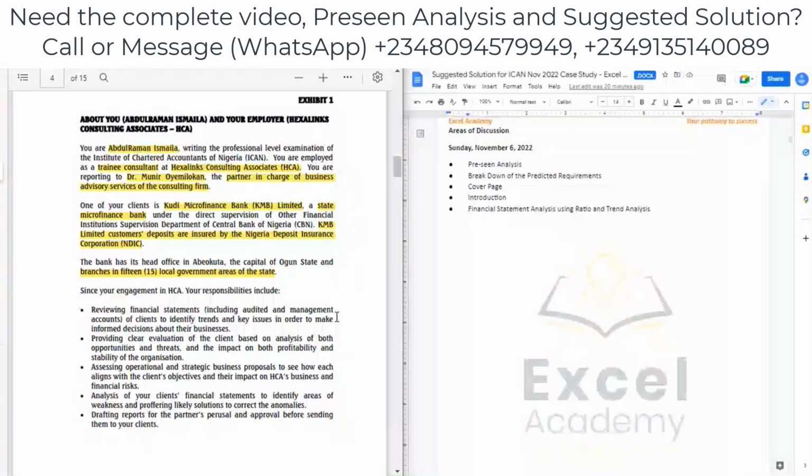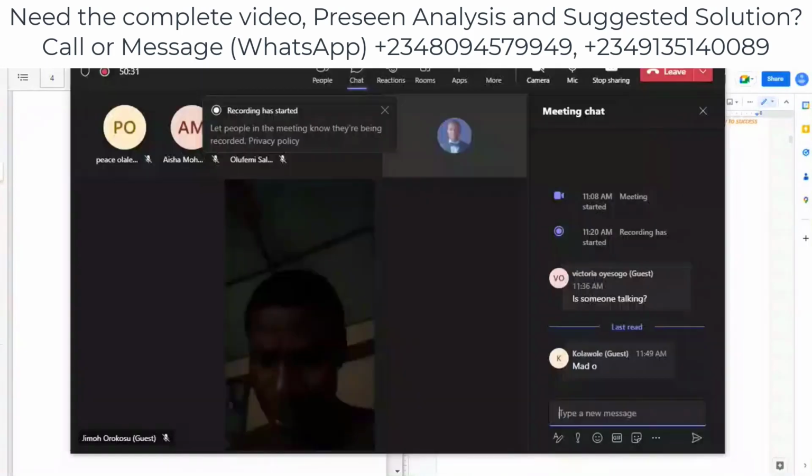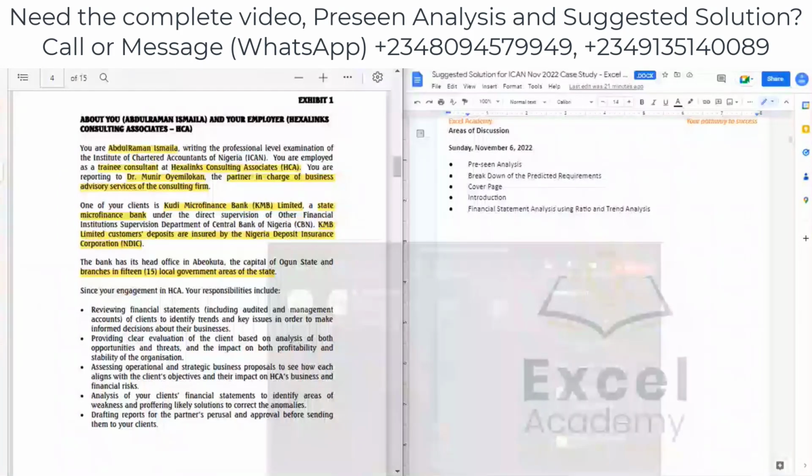Then number 3, assessing operational and strategic business proposals to see how each aligns with the client's objectives and their impact on HCA's business and financial risk. That's the 3rd responsibility. Then 4th responsibility, analysis of your client's financial statement to identify areas of weakness and providing likely solutions to correct the anomalies.